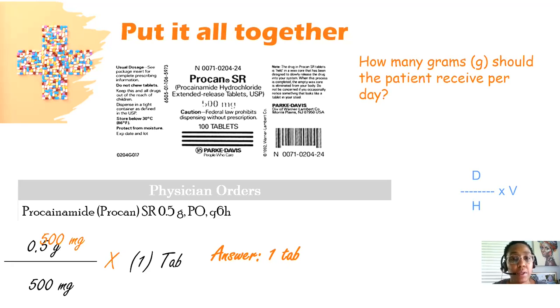Secondary question, how many grams should the patient receive per day? You're getting it every 6 hours. Okay, so there are 4 six-hour periods in a 24-hour day. So they would receive 2 grams or 2,000 milligrams per day.